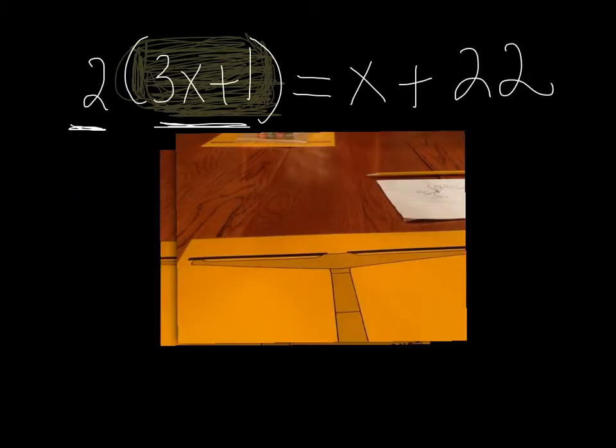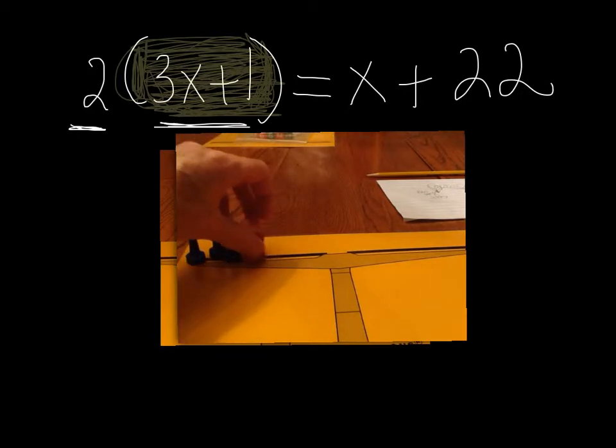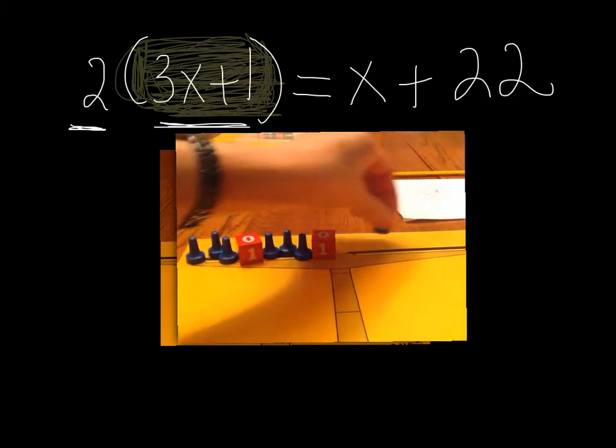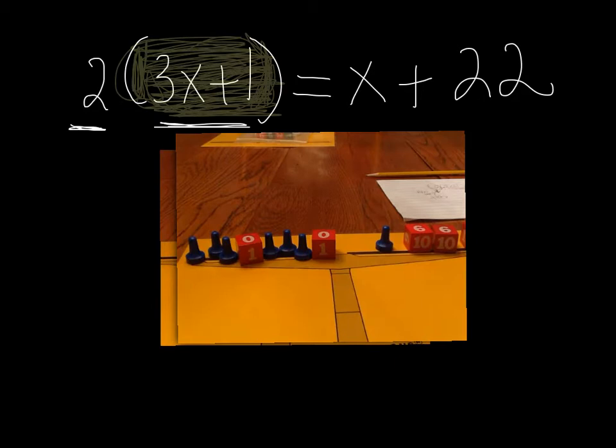Okay, so we're going to put 3x plus 1. Then we've got, remember, another set over here because we've got this 2, so we have to do it again. So we're going to put 3x plus 1 again. Then on the other side, we're going to put our x plus 22. Okay? And now that we have it set up, we can do our regular equation.